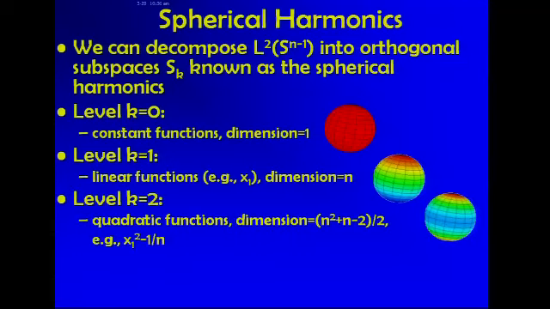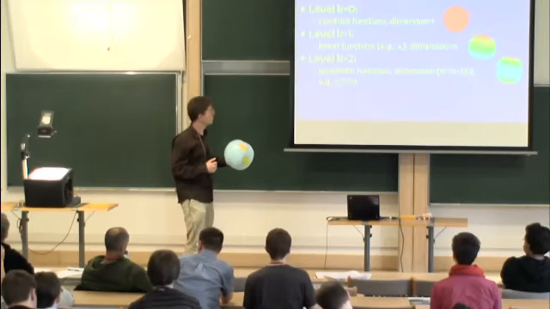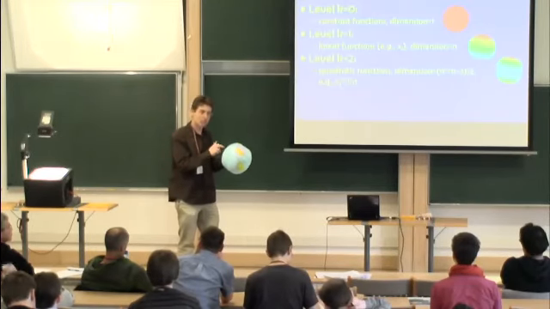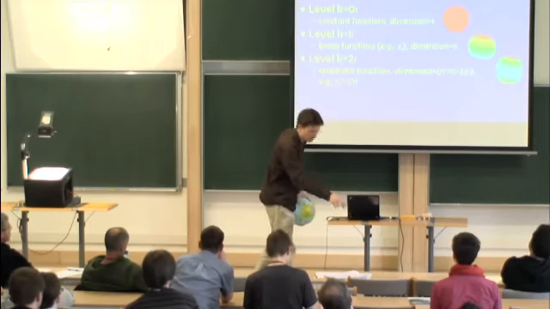And at level 2, you already see some difference from the hypercube case. The dimension is a bit different. It's not n choose 2 anymore. It's (n squared plus n minus 2) over 2. It's not a difficult calculation if you've seen this before. For instance, you have this element there, the function x1 squared minus 1 over n. Its value is 1 minus 1 over n at the north pole, also at the south pole, and at the equator it's minus 1 over n. So it's a bit cold at the equator and warm at both poles. This is the animation of this.